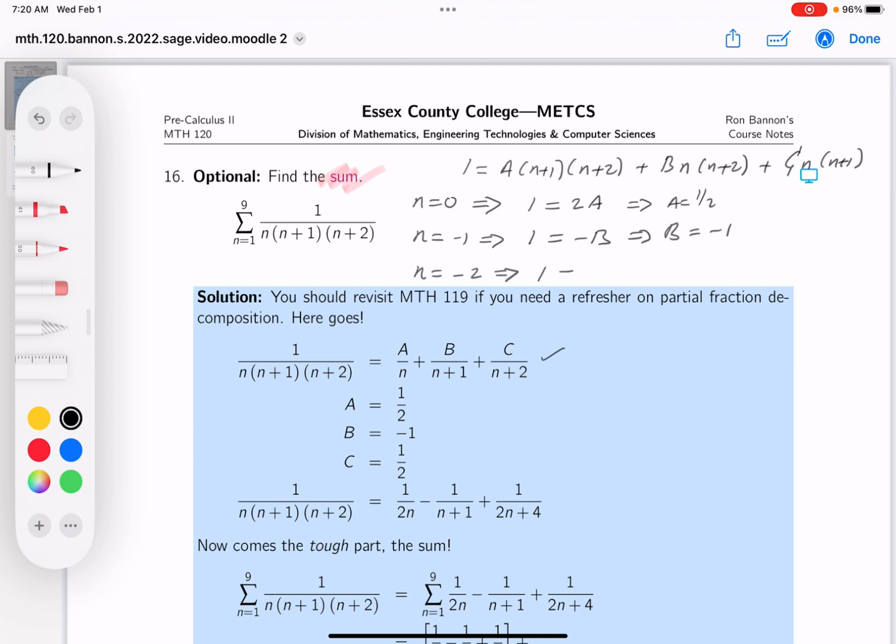All right, let's pick n equals -2 now. You still get 1 on the left side. The first term disappears, the second term disappears, but the third term you're going to get C times -2 times -1, which is 2. What does that tell me? It tells me C is 1/2.